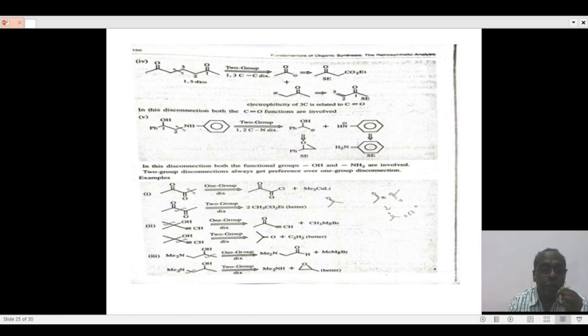Here, when you see the next one, both the carbonyl groups are broken. It is an example of two-group disconnection. Let us pass on to the next one.